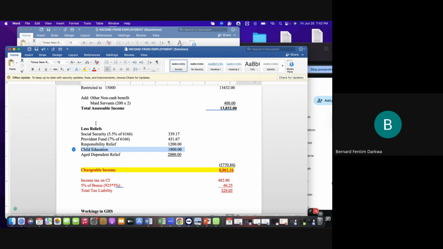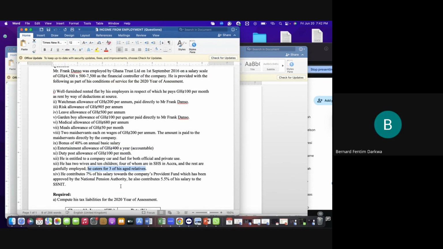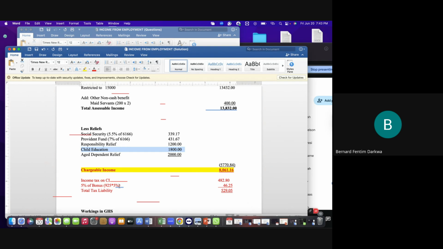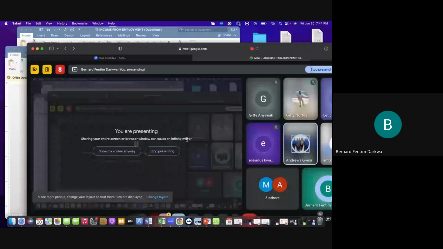Then you contribute to the Social Security Fund. This is how we apply the relief. You contribute 5.5% of his base salary. Now you know the base salary, so you go and work out 5.5% of your base salary in the question, and you get the Social Security Fund figure. This is another relief. Then the Provident Fund. They say you contribute 7%.